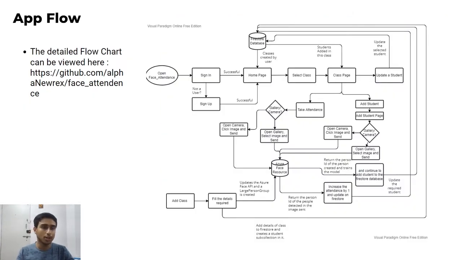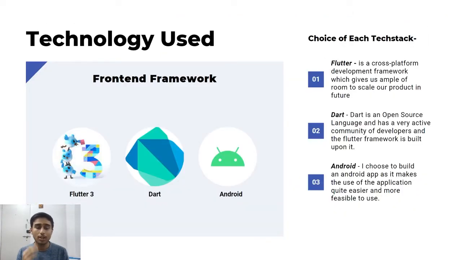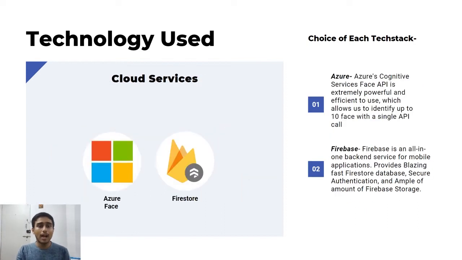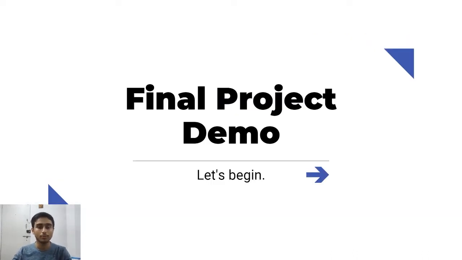My flowchart is shown here. The technologies I used are Flutter 3, Dart, Android. And the cloud services that I used are Azure Face and Firestore. Azure Face allows us to identify up to 10 faces with a single API call. Now let's move on to our demo.